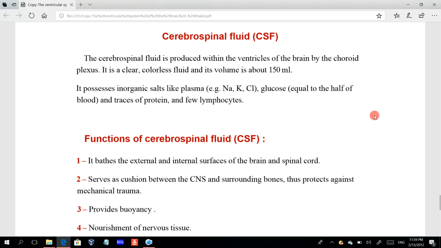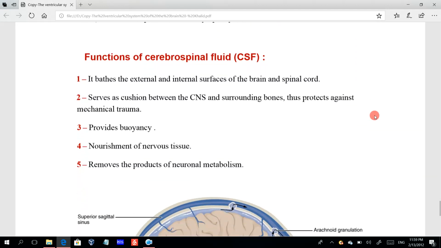What are the functions of the cerebrospinal fluid? The functions of the cerebrospinal fluid include, first of all, it bathes the external and internal surfaces of the brain and spinal cord. Second, it serves as a cushion between the central nervous system and the surrounding bones, thus protecting against mechanical trauma. Any external trauma to the head, this cerebrospinal fluid will absorb the strength of the trauma. Actually, we mean mild to moderate trauma, not severe trauma, of course.